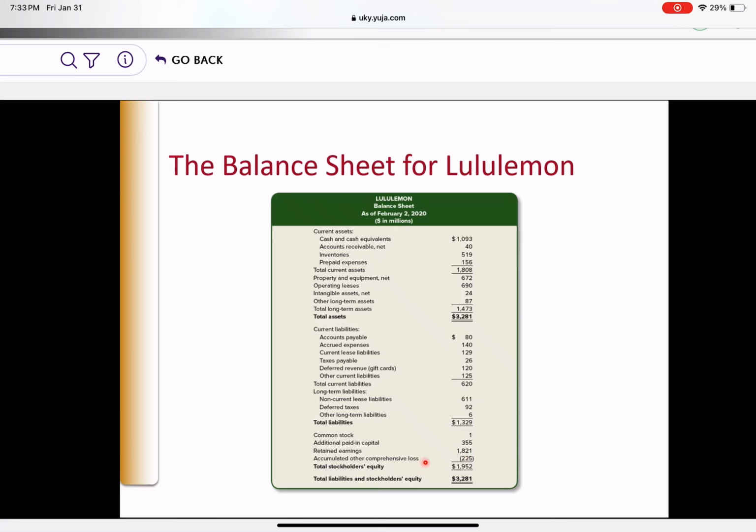Those are just gains and losses that we did not run through the income statement just yet. And notice if I add up the total stockholders' equity and liabilities, I get $3,281 million. So that's basically what a balance sheet almost looks like out there in reality. And then, of course, you'd have note disclosures breaking down your property, equipment, and how much is in accumulated depreciation.